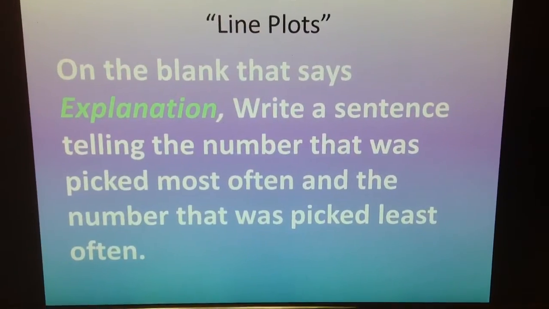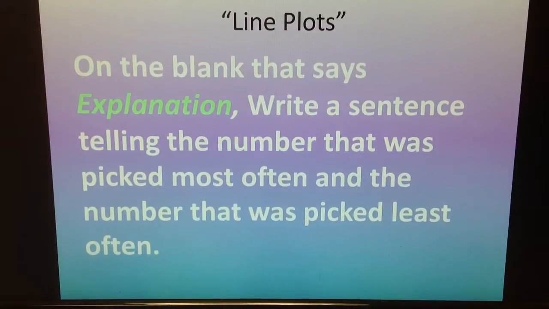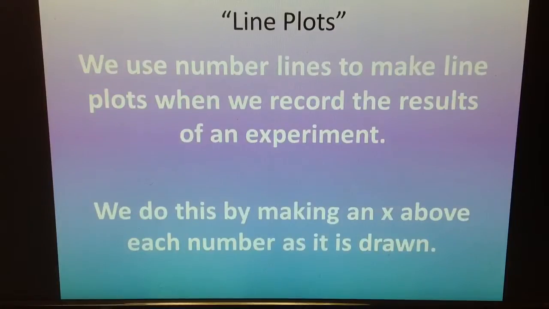Then we had a place on the line plot that said explanation, so we wrote a sentence telling the number that was picked the most and the number that was picked the least. And then we talked more about what line plots do. We use number lines to make line plots when we record the results of an experiment. We do this by making an X above each number as it's drawn.